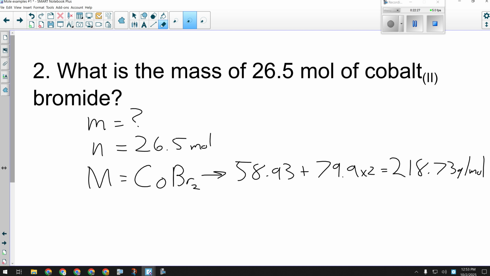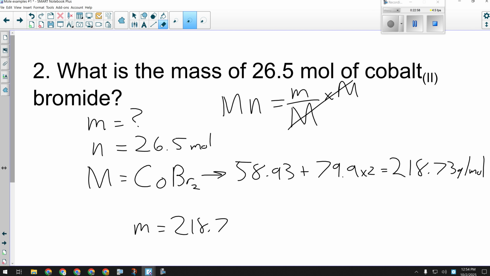Okay, this is a type 2 question then, because I'm being asked to calculate mass. I don't have to use Avogadro's number here, right? So this is just a type 2 problem. N equals little m over big M. I want to get little m by itself. What do I have to do with big M? Multiply both sides by it. Okay, so if I multiply this side by M, M divided by M is 1, which cancels it. Big M comes over here. All right, so little m for this question then is going to be the 218.73 grams per mole times 26.5 moles. So probably going to get a pretty big number here again.